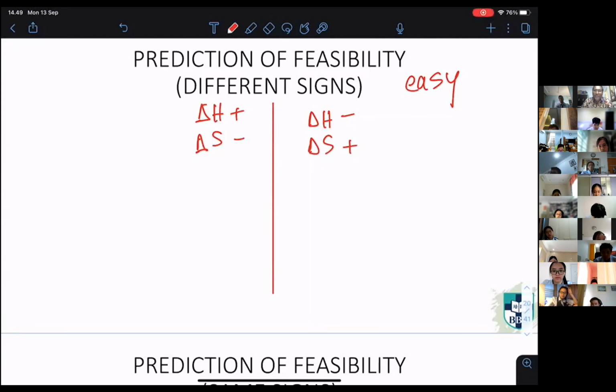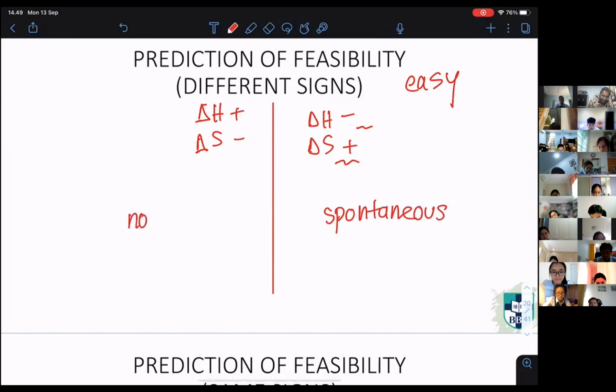Which one is spontaneous, left or right? Right. Entropy is getting disordered, very hot. So they like to move, they like to hit each other. Of course, this is going to be spontaneous.